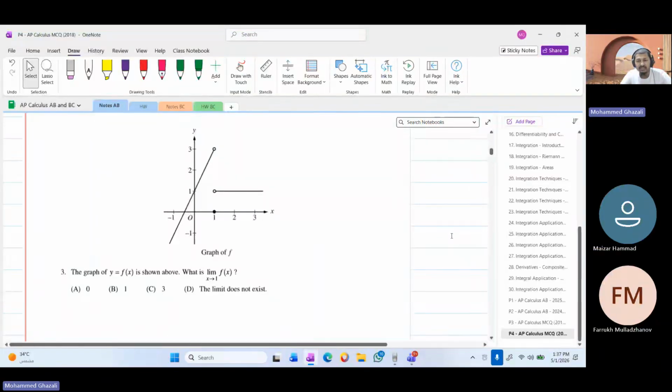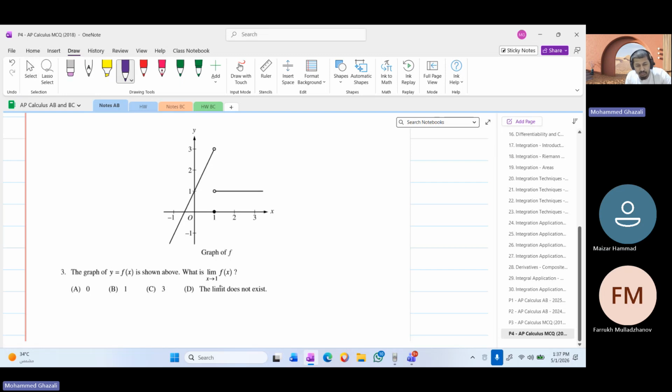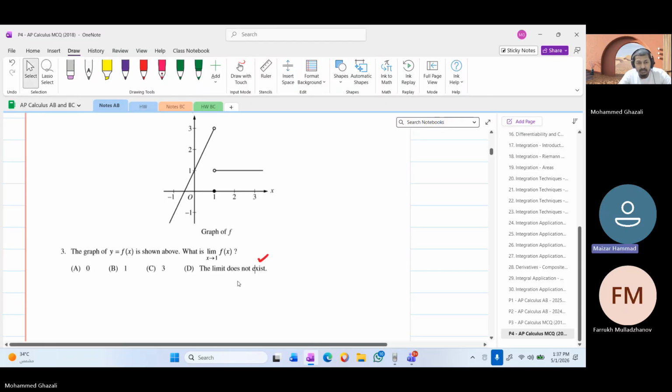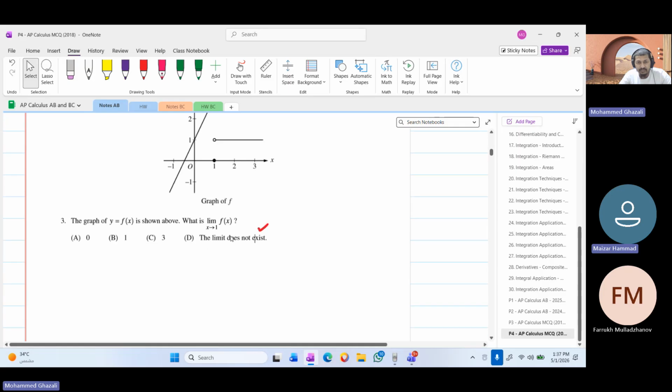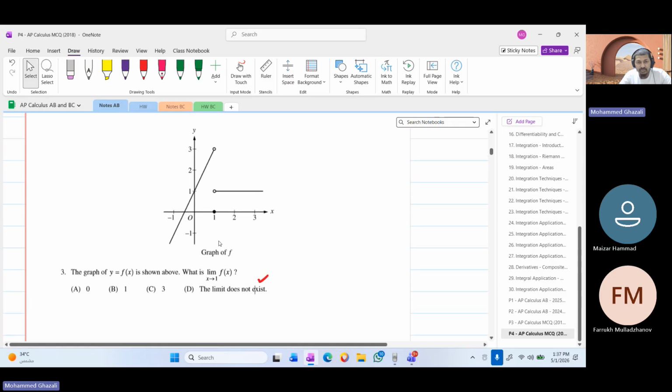Let's do question 3. The graph of y equals f of x is shown above. What is the limit as x approaches 1 of f of x? The limit does not exist, because the left-hand limit and the right-hand limit approach different values. There's a jump discontinuity at x equals 1.